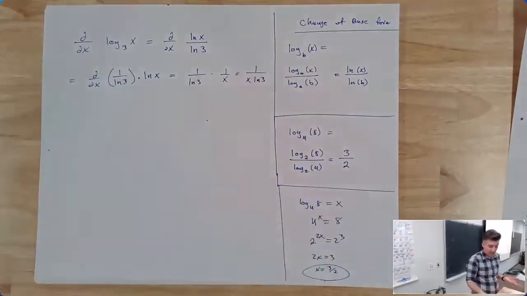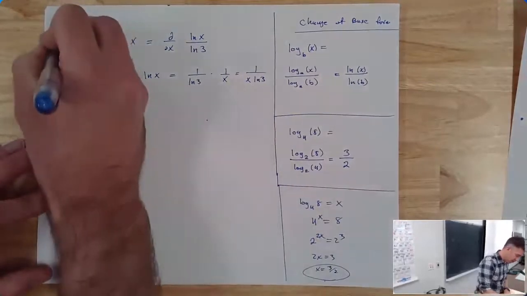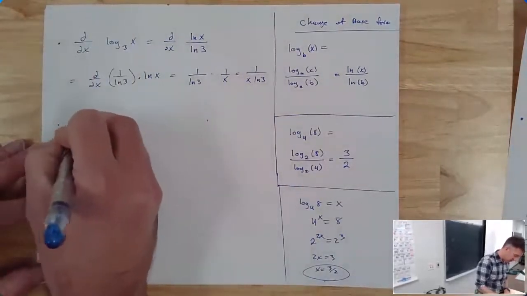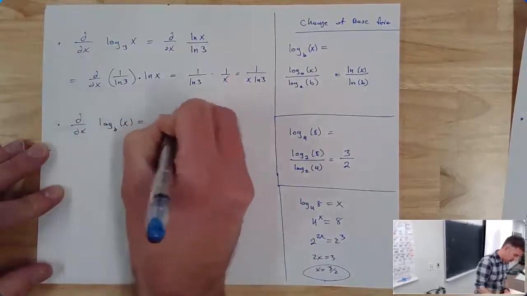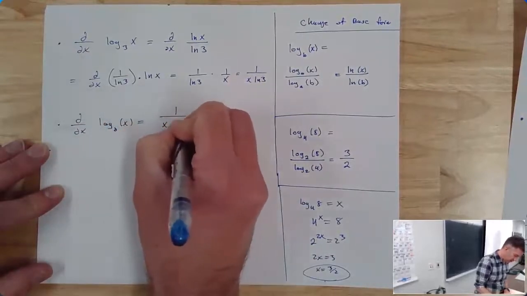And this actually leads to a generalization. We can say that in general, the derivative of log base b of x is going to equal 1 over x natural log of b.